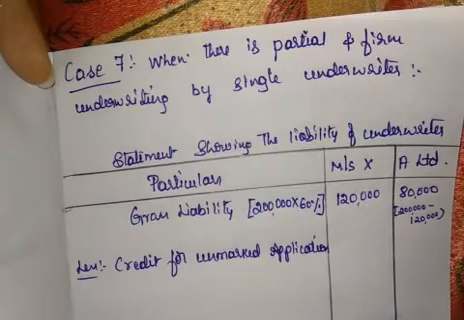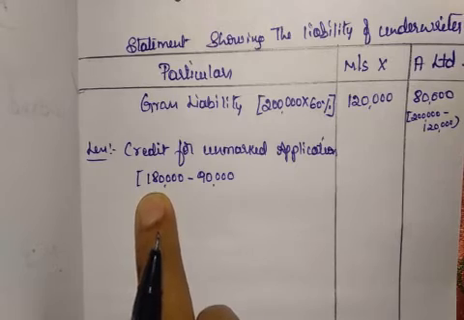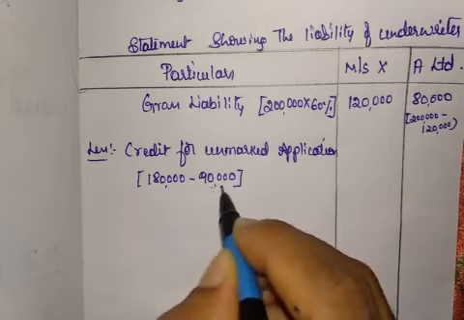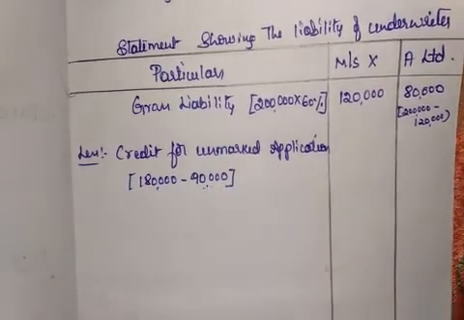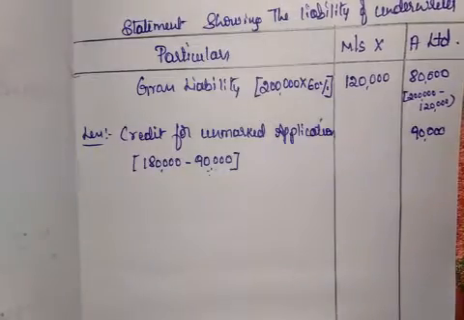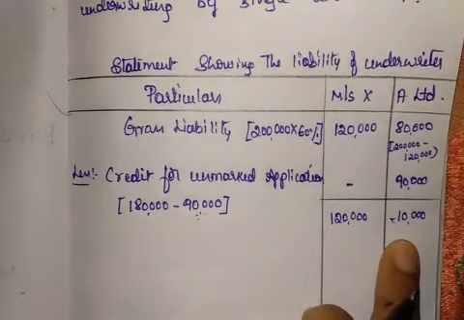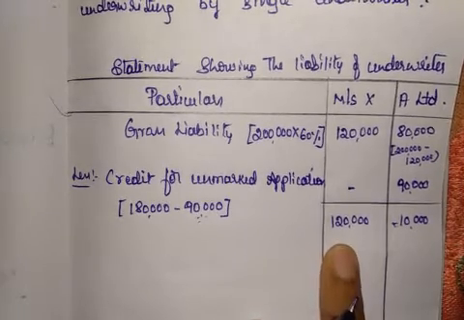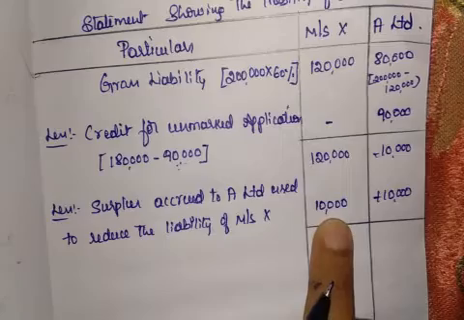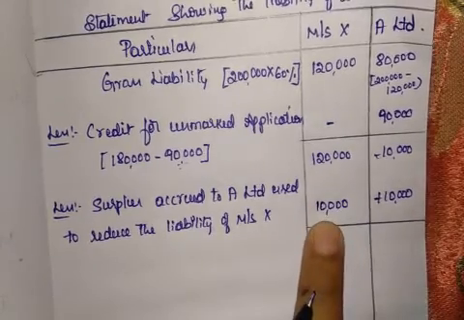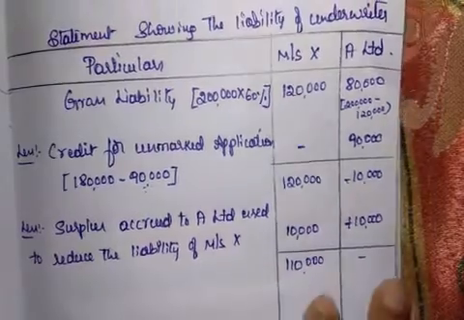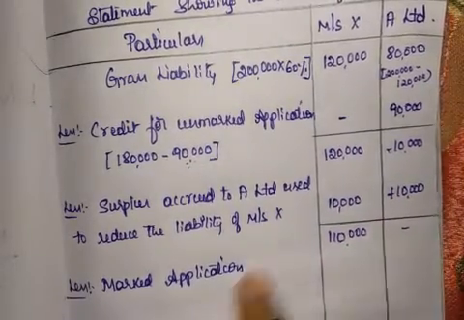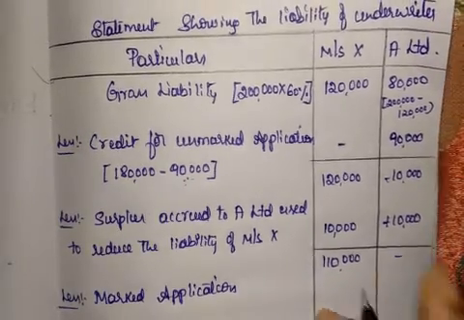Less: credit for unmarked applications. The public applied for 1,80,000 shares minus 90,000 shares, that is the marked applications. So we get unmarked applications of 90,000 shares. So we'll be getting a surplus under the company. That surplus we have to credit to the underwriter in order to reduce his liability. 10,000 is credited to X in order to reduce his liability. So we get the liability of the company as nil. Less: marked applications that have come through X, that is 90,000 shares.